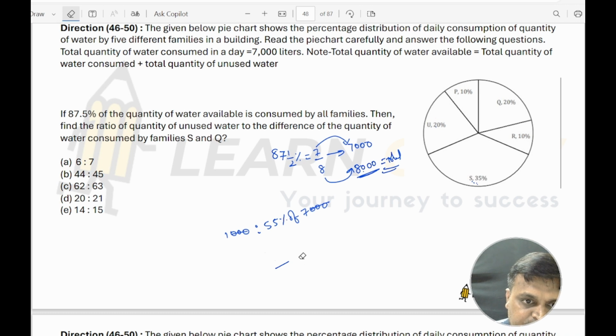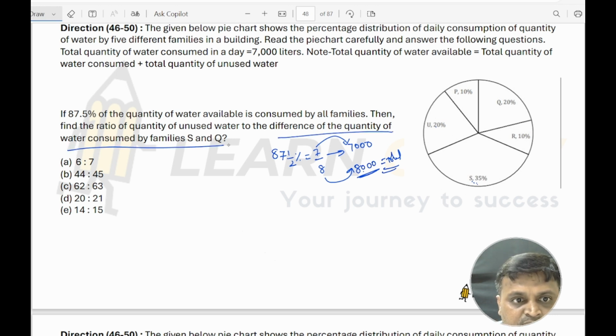What is the ratio here? What is the ratio you got? 1000 divided by... It's asking what? Sorry. It is not asking for sum, it is asking for difference. 35 not plus 20, 35 minus 20. It is asking for the difference of the quantity of water consumed by families S and Q. It is 35 minus 20, which is 15.